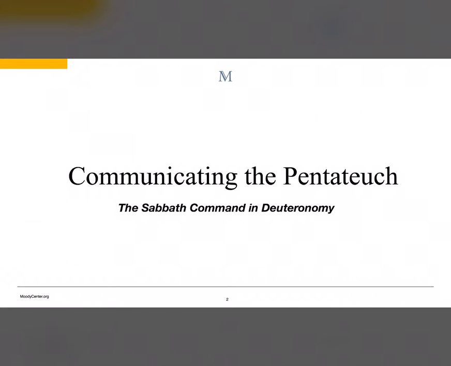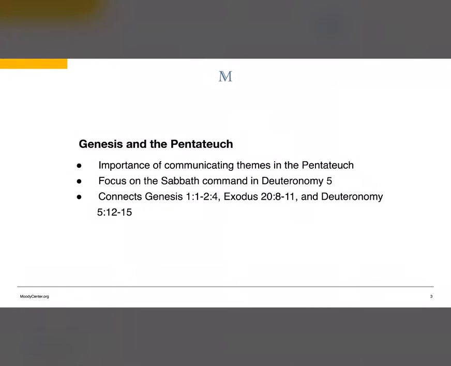Communicating the Pentateuch, the Sabbath command in Deuteronomy. While this course is about communicating Genesis, it is important to remember that Genesis is not a standalone book, but the first in a 5-book series including Genesis, Exodus, Leviticus, Numbers, and Deuteronomy. As such, communicating themes from the Pentateuch is an important skill to develop.